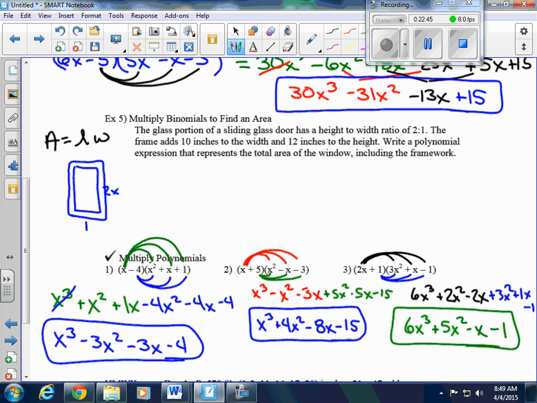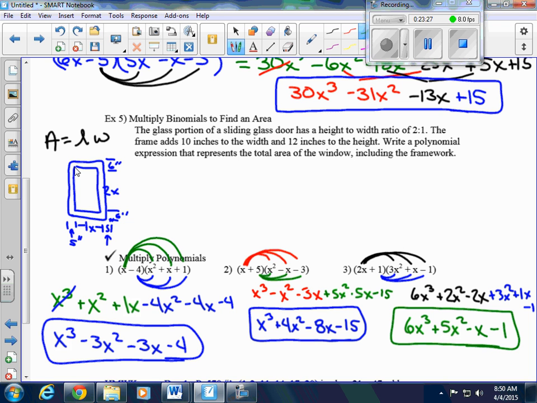And so we know it says the frame adds 10 inches to the width. So that means from here to here is going to be 5. And from here to here it's going to be 5. And so that's going to be 1x. And then it adds 12 inches to the height. So this is from here to here, it's going to be 6 inches. And from here to here is also going to be 6 inches.